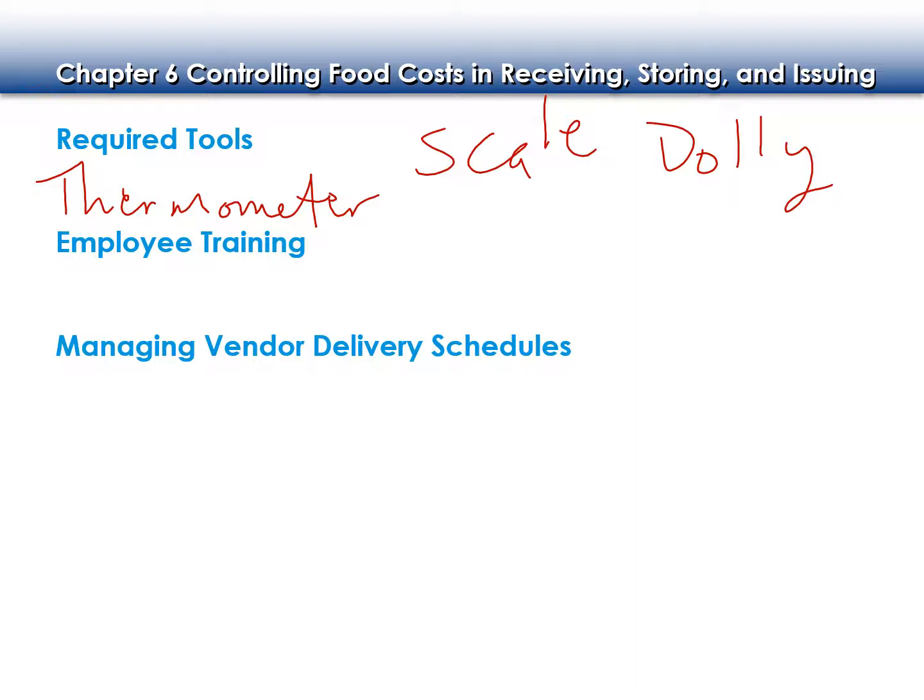What else? Is that how you spell dolly? I don't know. Yeah. Okay. A pen and a calculator. Good. What else? Maybe a highlighter. Okay, good. I like to use a highlighter or a Sharpie pen. I like to use a Sharpie because then on the cans I can write the actual date that I received it because I already have it handy. Okay. What else?